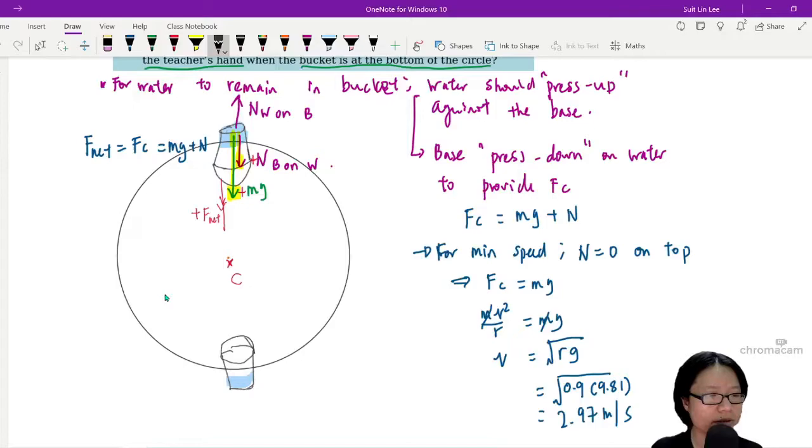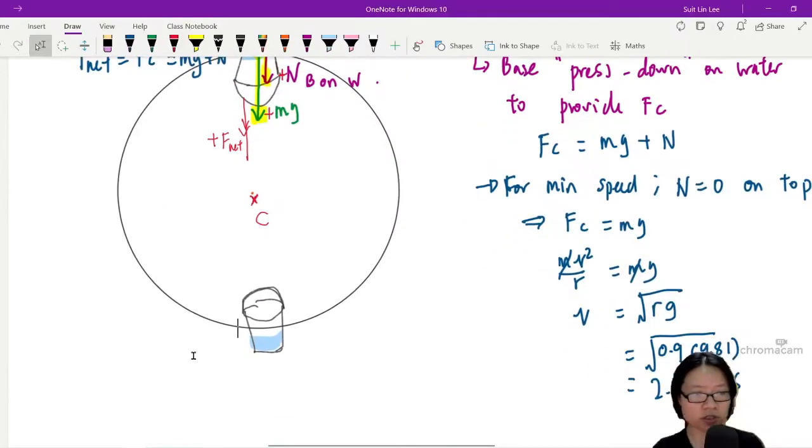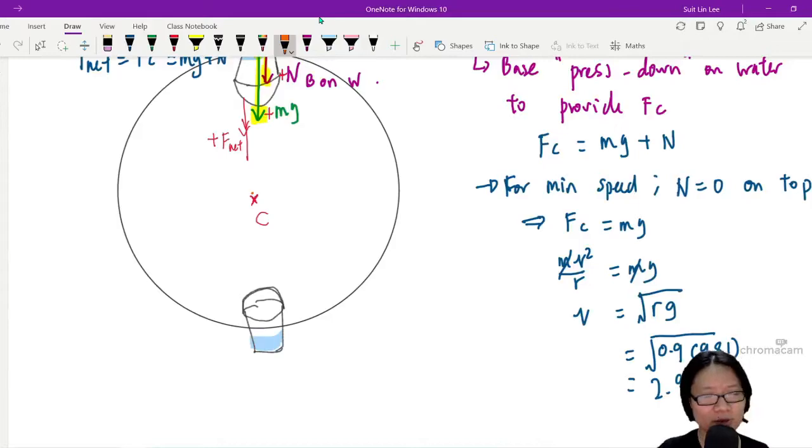The handle is here. So if you want to draw the forces on the teacher's hand, it's actually the same value as your normal contact force, because let's think about it. We assume that the bucket and the water rotate together. Is that a fair enough assumption? Right? Because bucket and water will spin together in its own circle. Okay, so let's say here, this one is the pulling force by the teacher's hand.